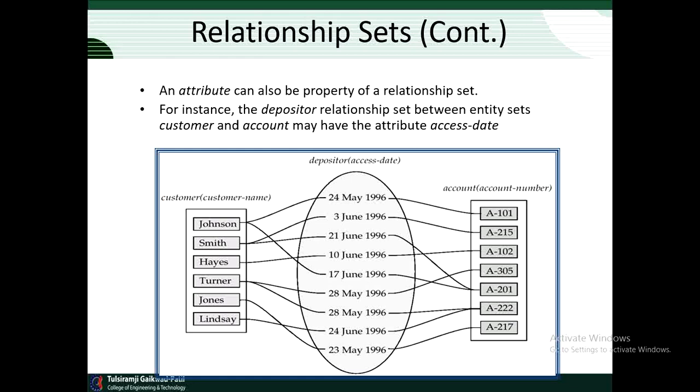So whatever transaction is done by the customer and what is the balance, we will check in the account by using the access date of that particular customer. So this access date is playing the role of an attribute of the depositor relationship set among these two entity sets, that is customer and account.